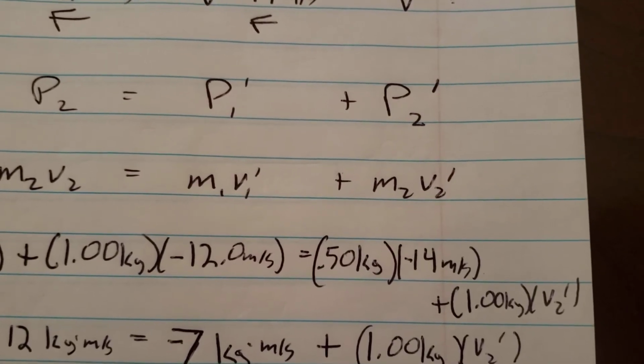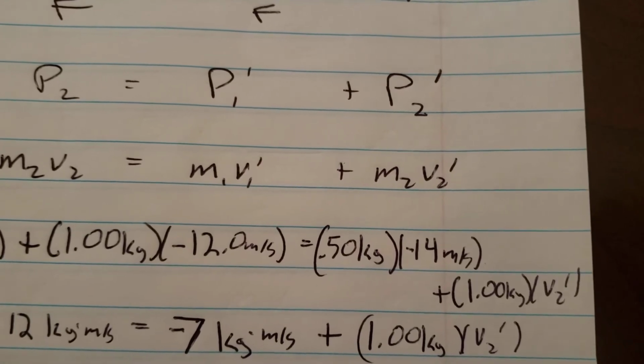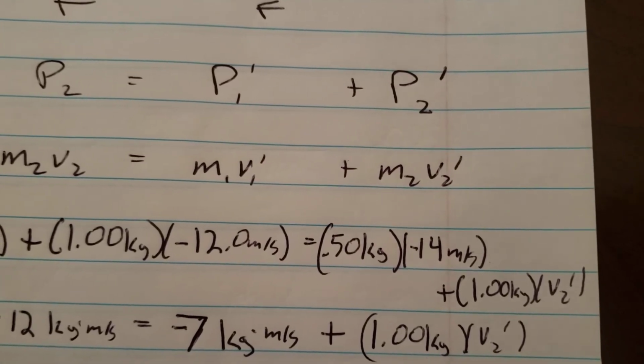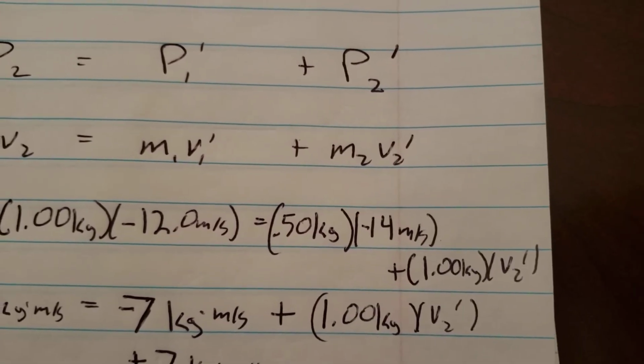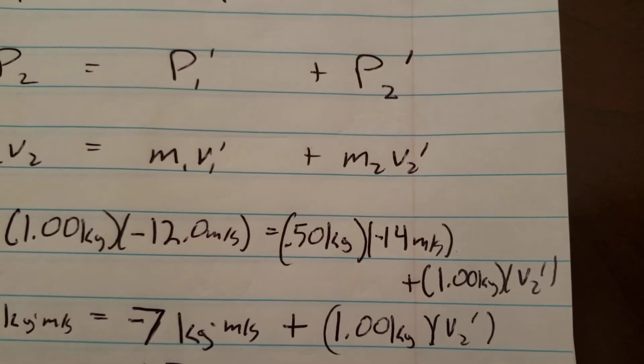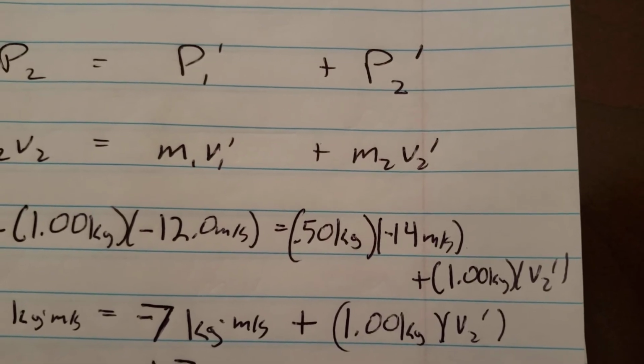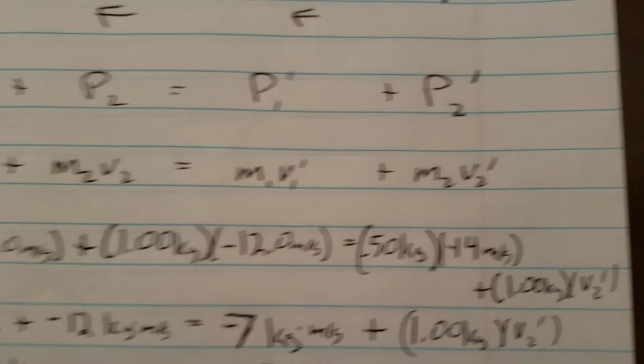M1 was 0.5 and V1 prime is negative 14 for the same reason. It's negative for the same reason as V2. Plus 1 kilogram times V2 prime. V2 prime is still there because that is what we are solving for.